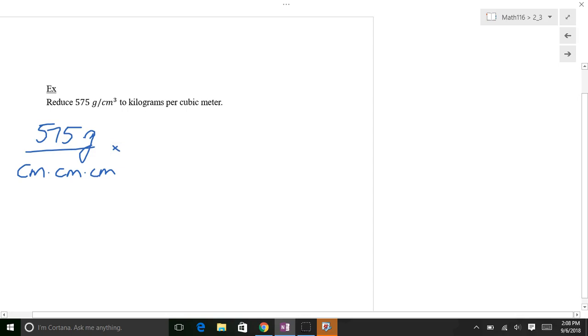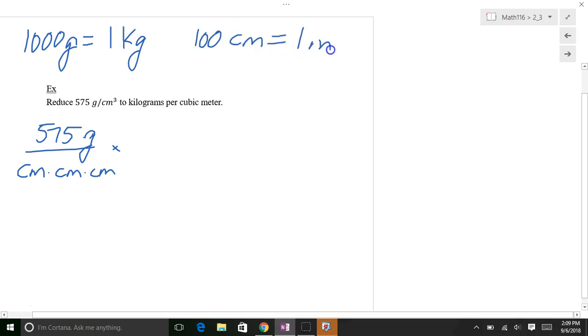Now, if we're going to change this to kilograms, kilo, 1,000, we need to know that it takes 1,000 grams to make 1 kilogram. We need to know that. And then we're also going from centimeters to meters, so we need to get cubic meters, right? Centi, 100. So it takes 100 centimeters to make up 1 meter. We need to know both of those.